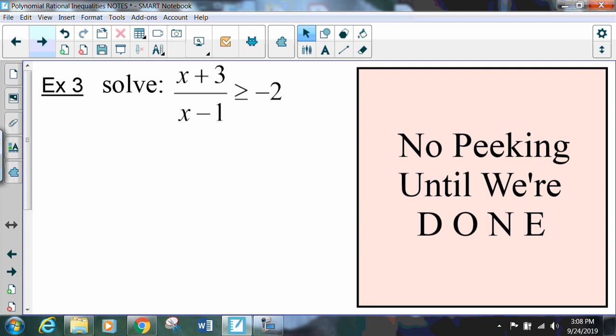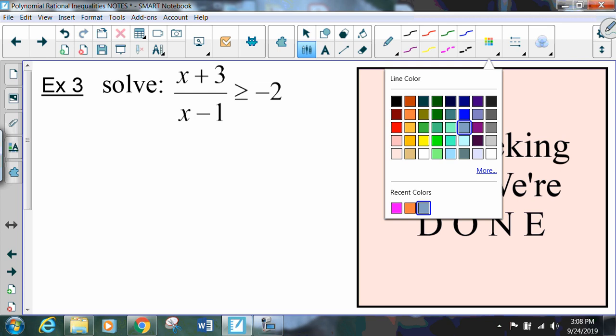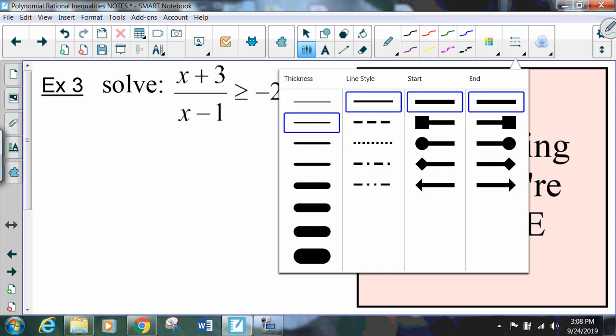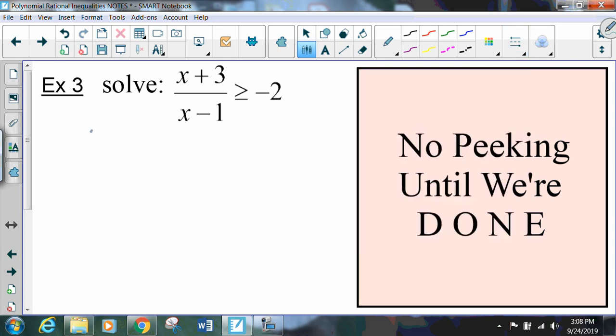All right, this is our next one, number 3. The first two were just polynomial inequalities, and now this is going to be a rational inequality. We're going to do the same thing we were doing before, let's pick that purple, where we say, you know what, inequalities are such a mess. Let's just start with an equation.